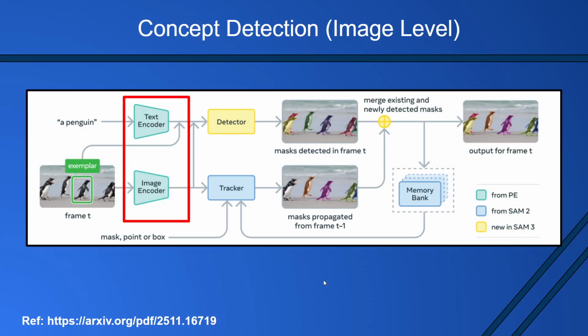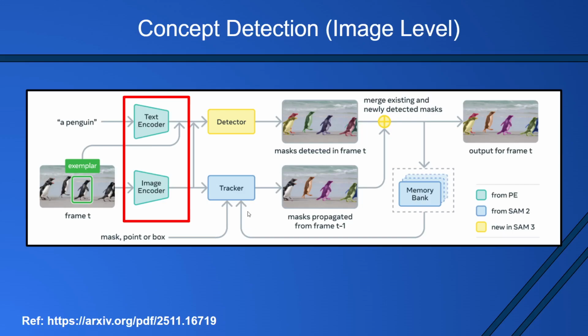The process begins with two inputs: the visual input, such as an image or a video frame, and the concept prompt. The image is processed through a powerful vision transformer that extracts rich multi-scale features. The prompt can be text, like penguin, an image exemplar such as a bounding box around an object, or visual prompts like points or masks. Each of these gets converted into embeddings that tell the model what to look for.